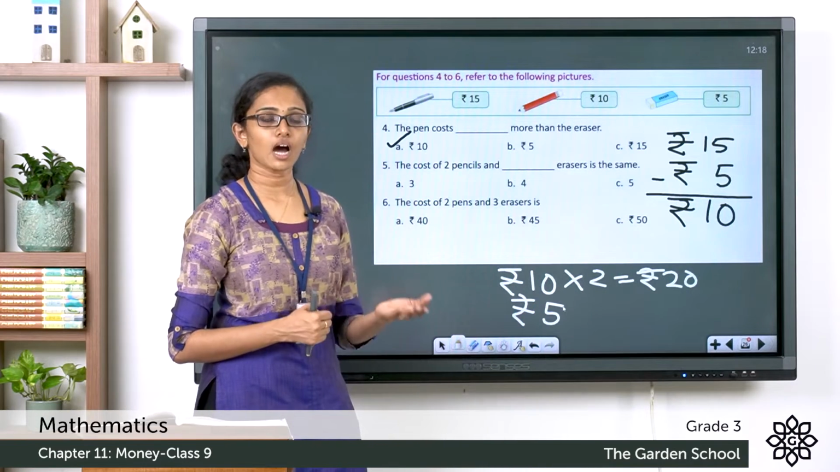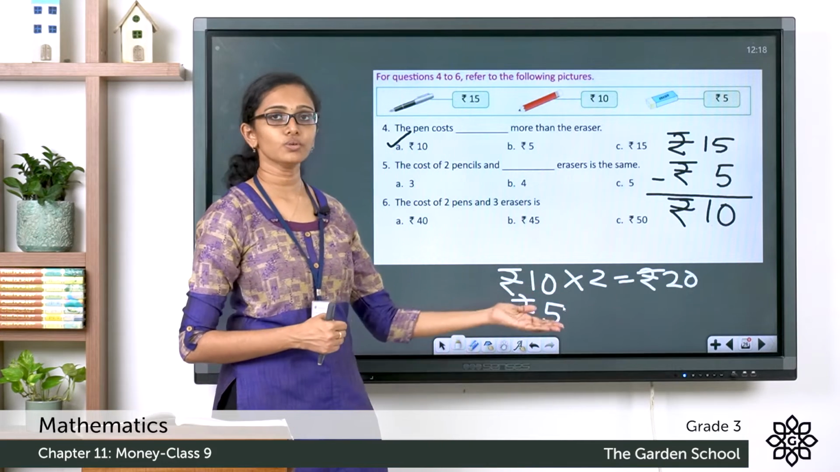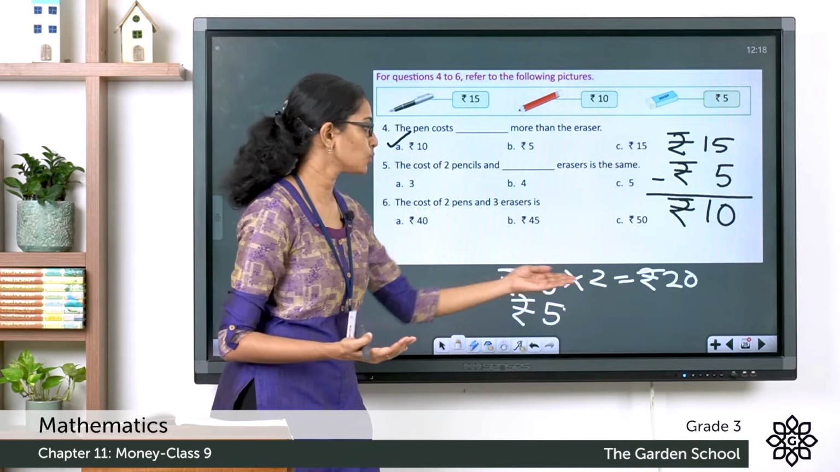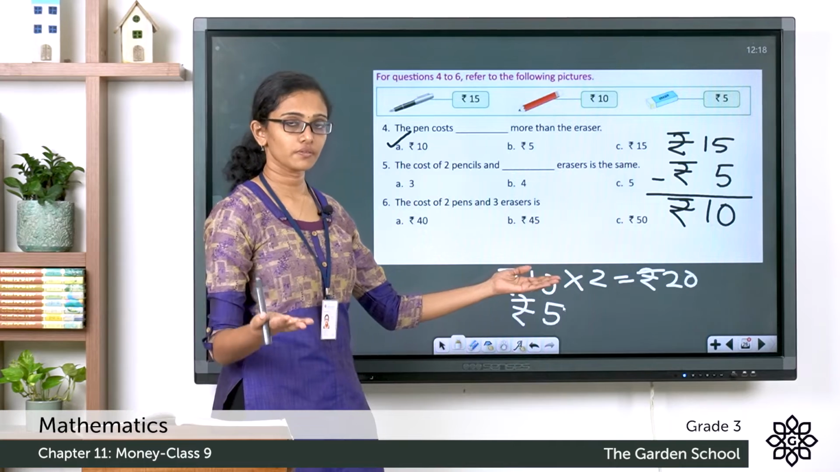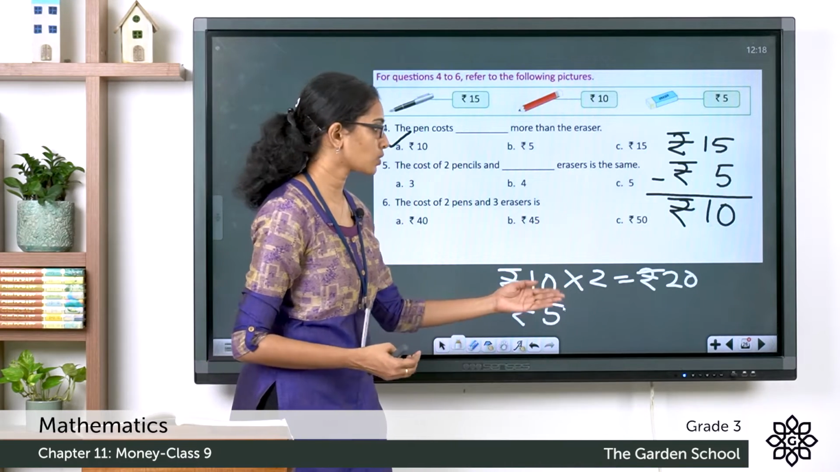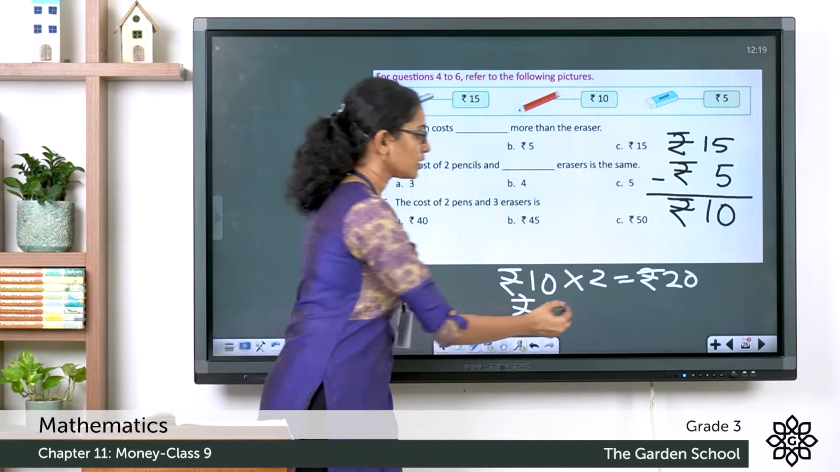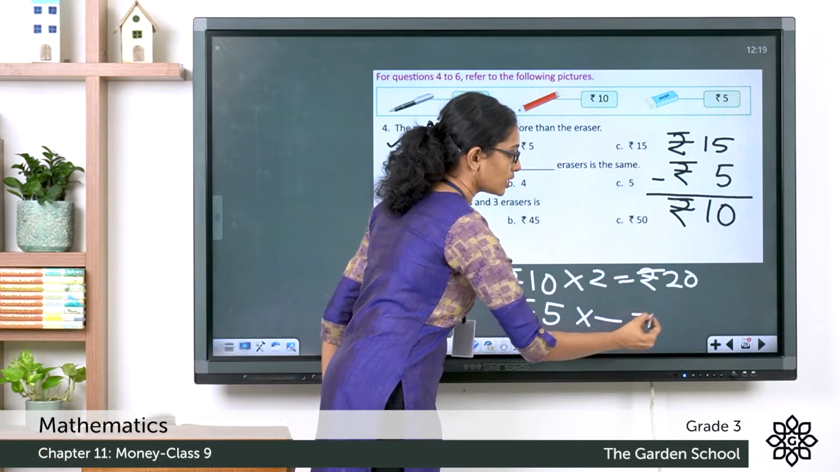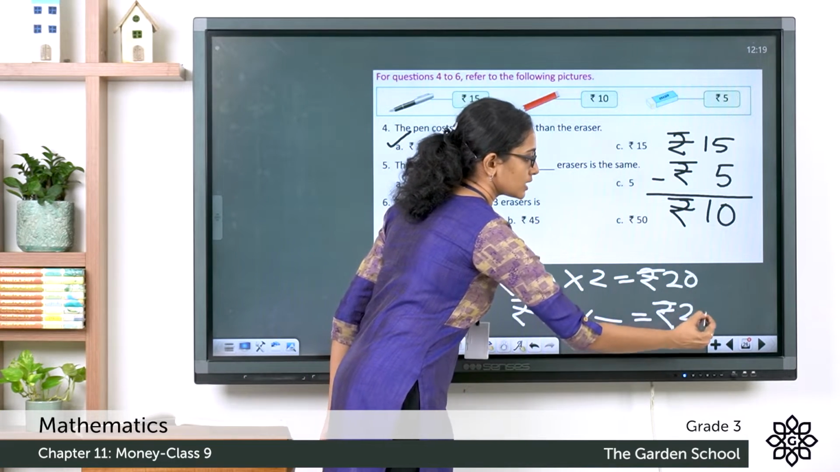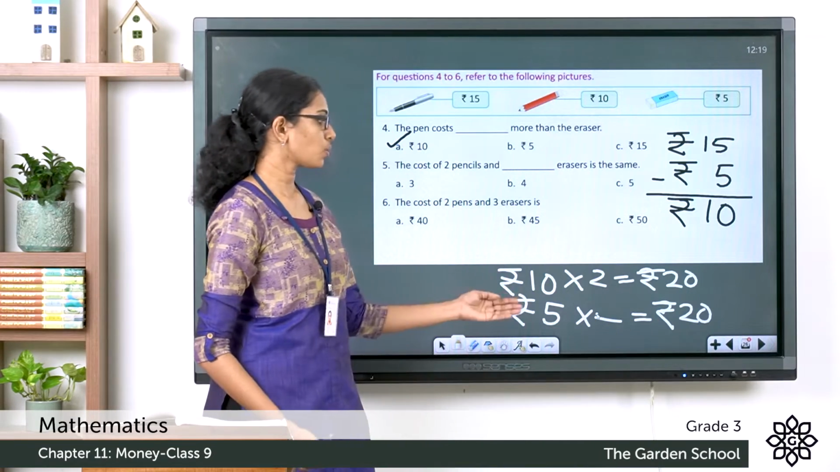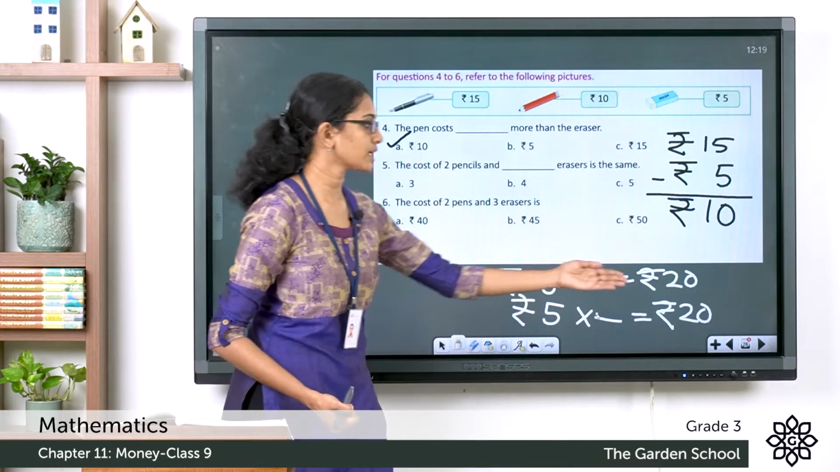Now you have to find out how many erasers will cost you the same as 2 pencils, which means you have to find out how many erasers will cost you a total of rupees 20. So rupees 5 into dash is equal to rupees 20. So what should come here? What should be multiplied with 5 to get 20?